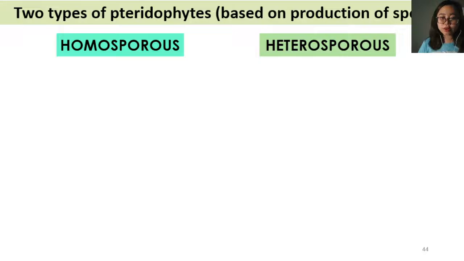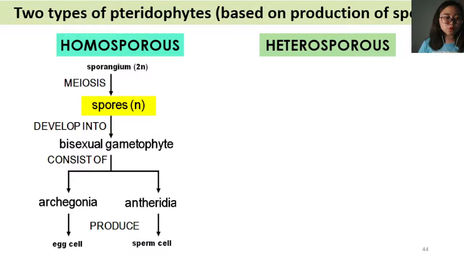Now let's have a look at this diagram once again. These are the two types of pteridophytes based on their production of spores. If it is homosporous, you will start with the sporangium, which is diploid. The cells in the sporangium will divide by meiosis and produce spores, which are haploid. The spores will develop into bisexual gametophytes. So in one gametophyte, you will have a male part and a female part. The female part of the gametophyte, the archegonia, will produce the egg cell, and the male part of the gametophyte is the antheridia, which will produce sperm cells.